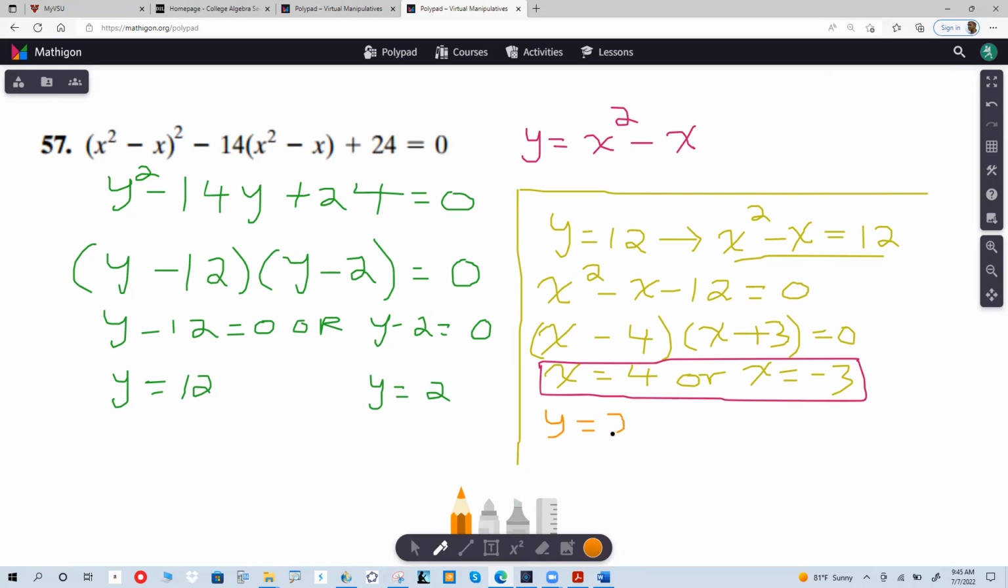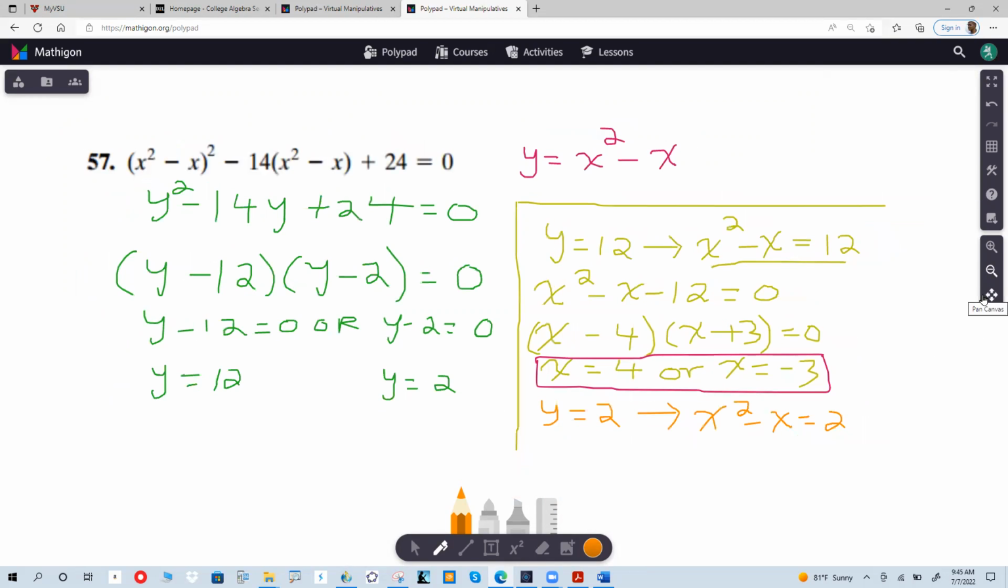Sorry, y is equal to 2. We did the 12 one. And y is actually x squared minus x equal to 2. Now, this is going to be interesting, guys. I'll tell you why.